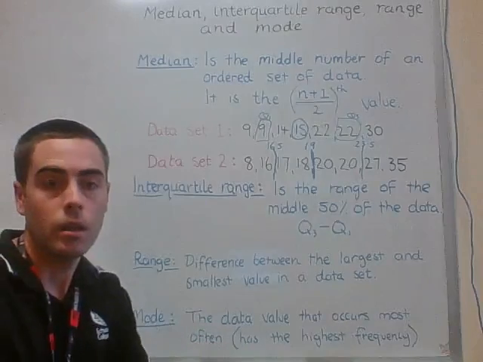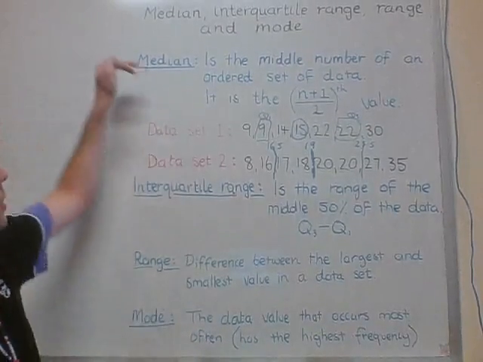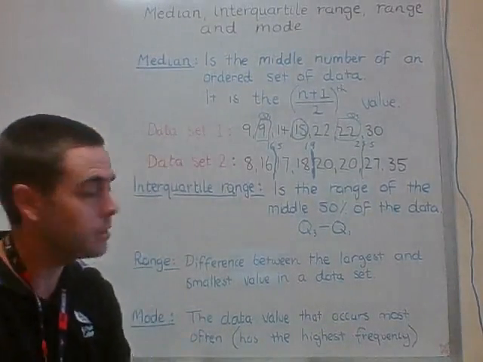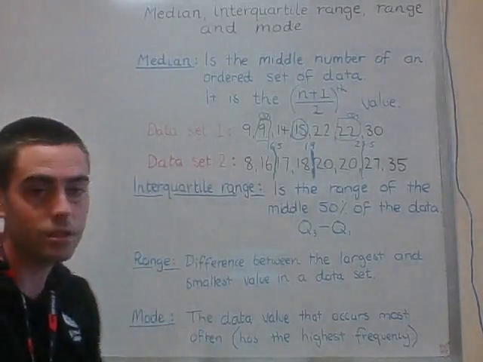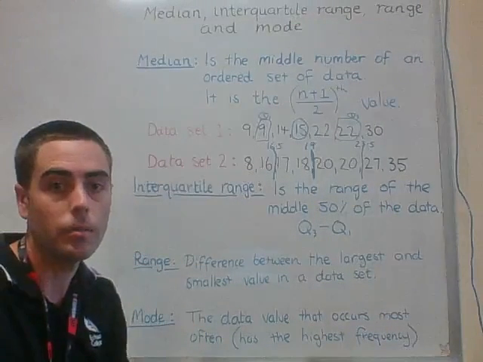So I think that's about all. The median is often used as a measure of centre, and as I said, the interquartile range and the range are used quite a bit when we're talking about the spread of data.